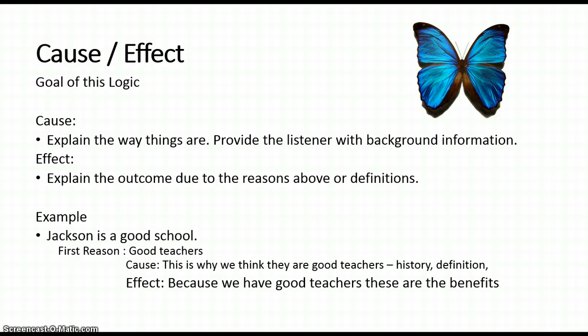So an example is, let's say the topic is Jackson is a good school, and you're going to talk about why Jackson Middle School is a good school. Your first reason, you'd be talking about the good teachers. So the cause, you would provide the listener with background information, like a definition of what you think a good school is. You could talk about how Jackson Middle School meets that definition. You could provide examples of teachers and of the way our school runs that provide these good reasons.